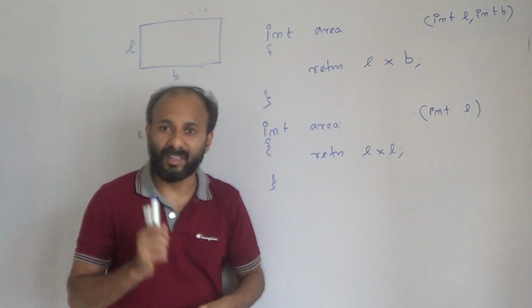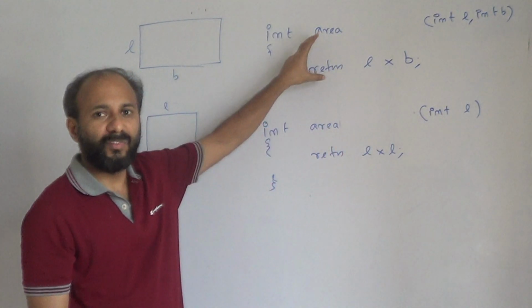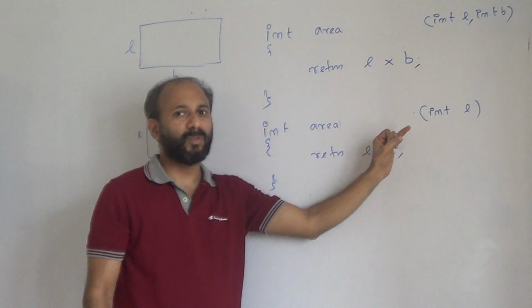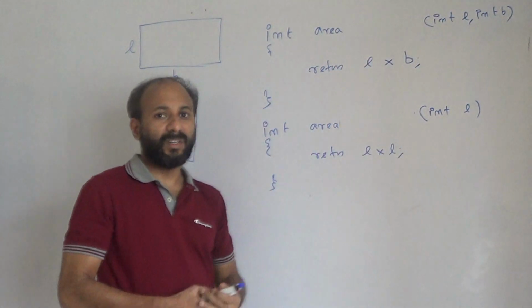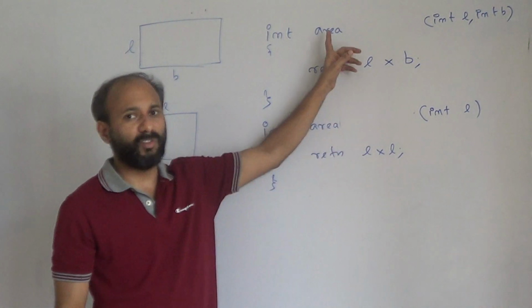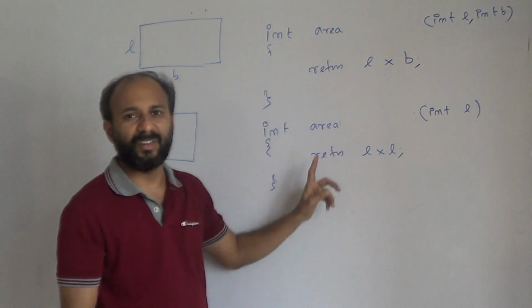Function overloading is nothing but a single function name, and these functions differ by either number of arguments, type of arguments, or order of arguments. In other words, this is a kind of polymorphism known as function overloading. A single function name has different function definitions.